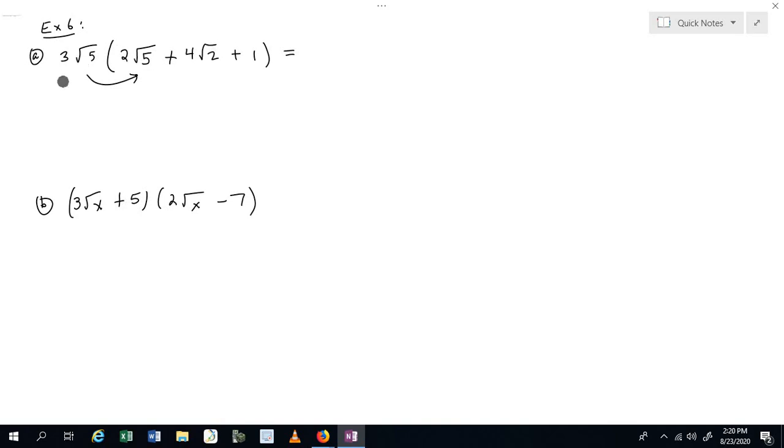So distribute to here. And I'm going to rearrange the order in which you multiply. So I'm going to multiply the 3 and the 2 together, and that gives me 6. And then I'm going to multiply the square root of 5 and the square root of 5. Okay, and now let's distribute it to the second term. Again, I'm going to rearrange the order and multiply the 3 and the 4 together, which is 12. And then the square root of 5 times the square root of 2. And then of course the last one would be 3 square root of 5 times 1, which is just 3 square roots of 5.